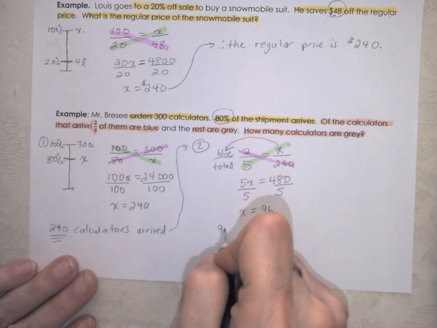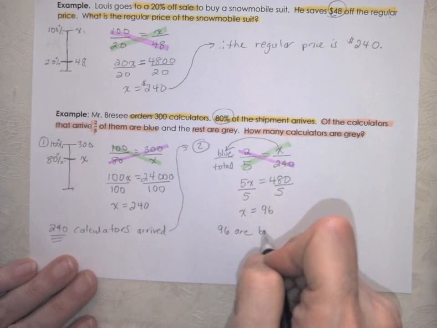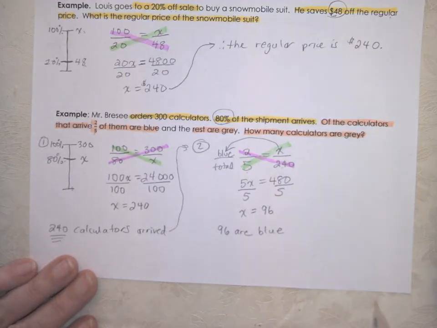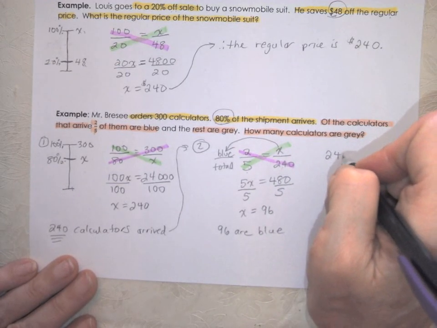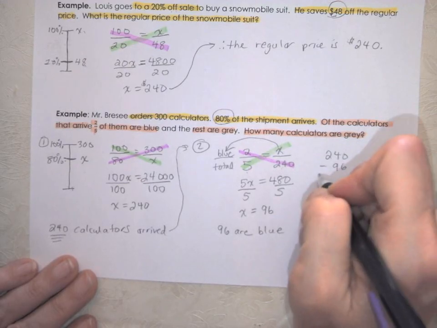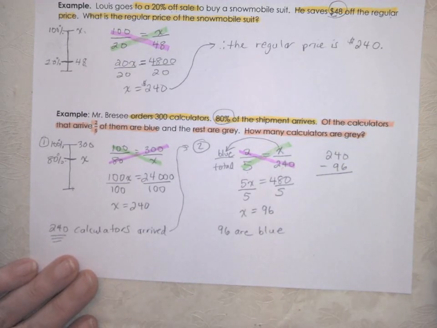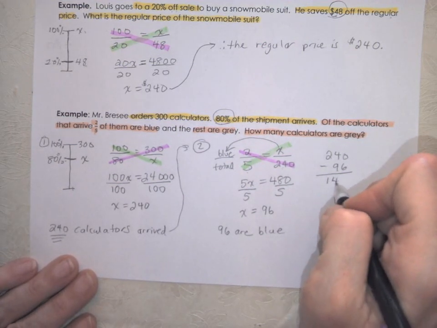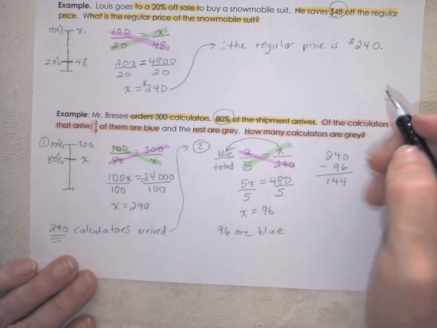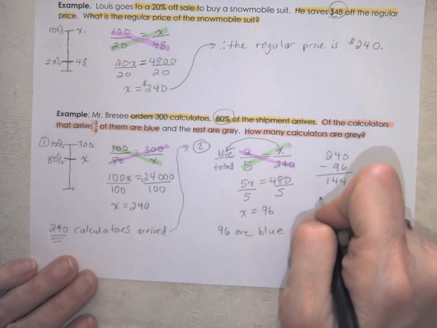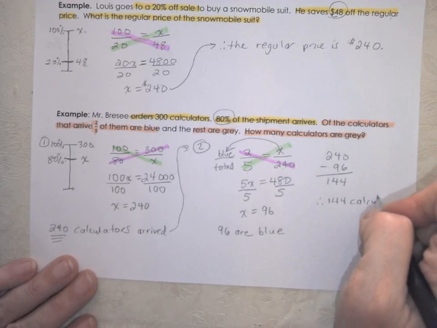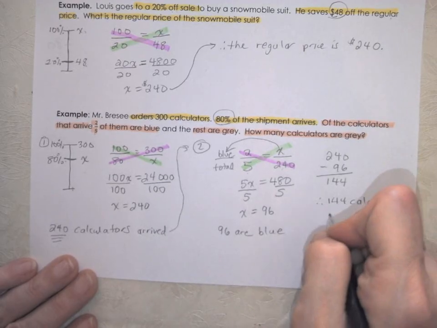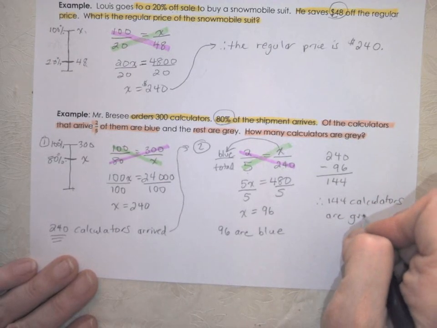Okay, so 96 are blue, but that's not what they're asking me. They're asking how many calculators are gray. So of the 240 that arrived, 96 were blue. So if I subtract those, I get 144. And those ones are the gray ones. So therefore, 144 calculators are gray.